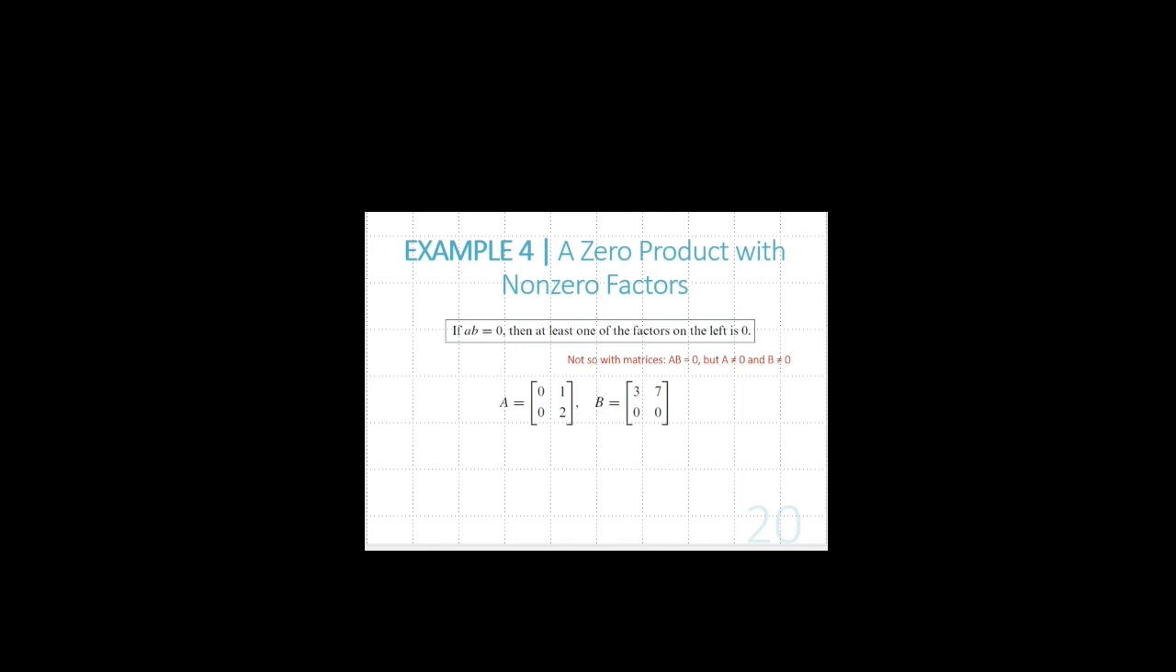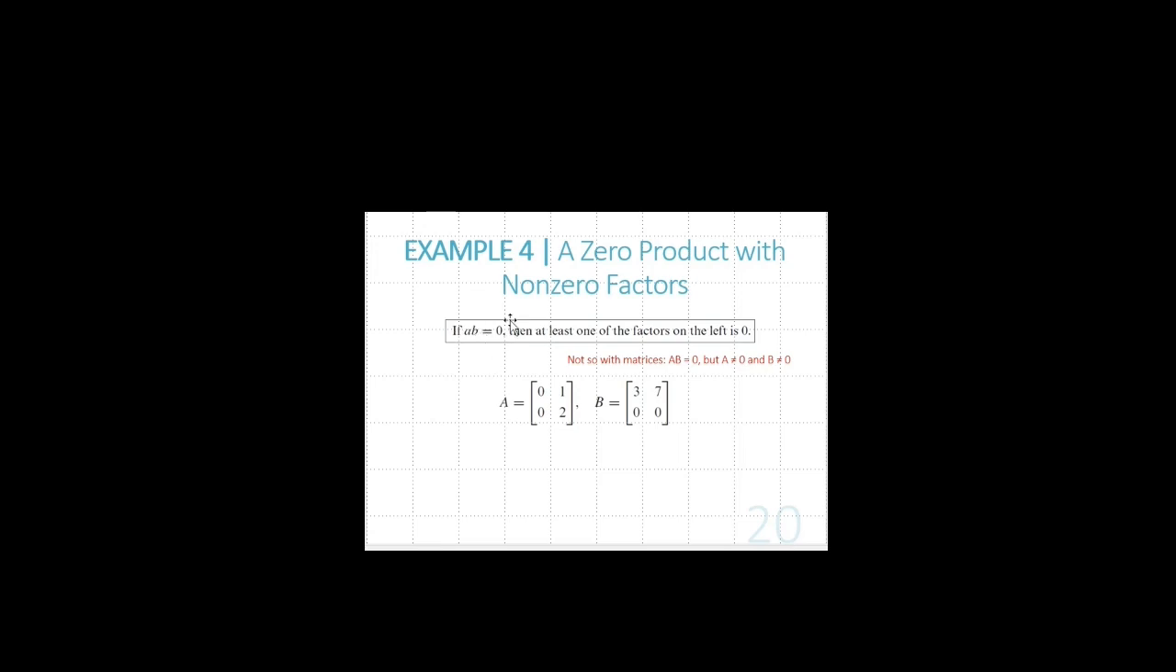So here is something interesting. If AB equals 0, then at least one of the factors on the left is 0. So we know that from algebra, right? If we're given this expression AB equals 0, then we're always thinking to ourselves, well, either A or B equals 0, right? That is not going to be the case with matrices. So just make sure that you remember this one as well. With matrices, AB might equal 0, but that does not mean that A equals 0 or B equals 0.